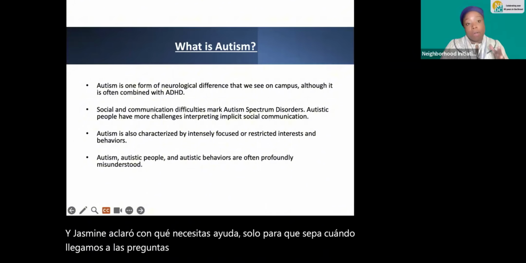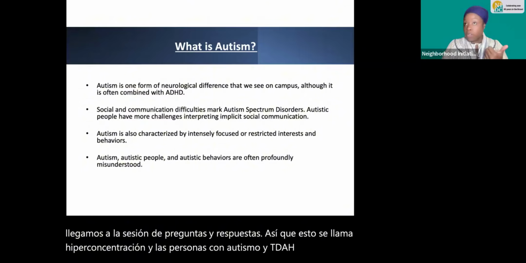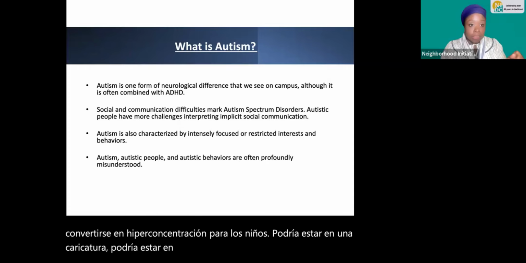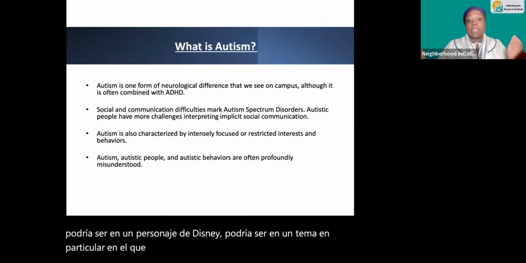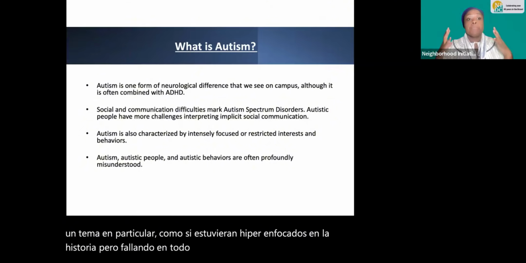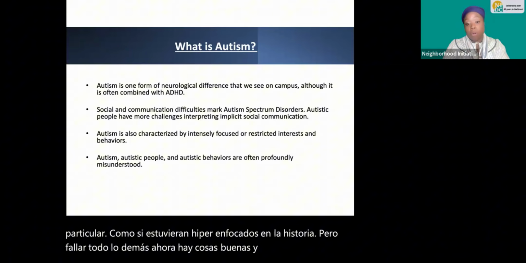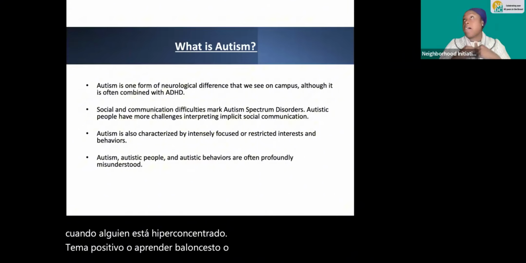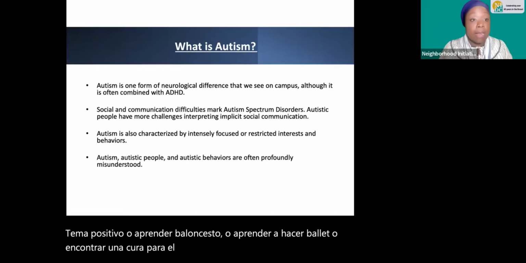So this is called hyperfocus, and people with autism and ADHD could become hyperfocused. For children, it could be on a cartoon, it could be on a Disney character, it could be on a particular subject, like they're hyper-focused on history, but failing everything else. Now, there's good and bad with this. When someone is hyper-focused on a positive subject, or learning basketball, or learning how to do ballet, or finding a cure for cancer, you may get a genius in that area.